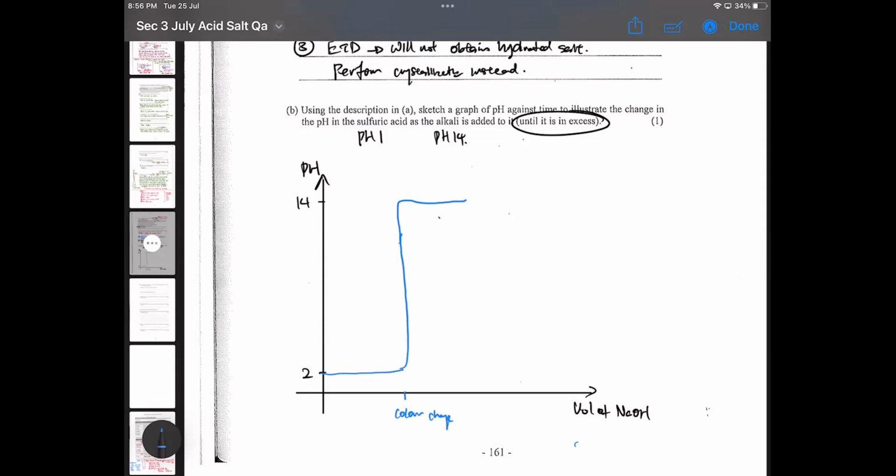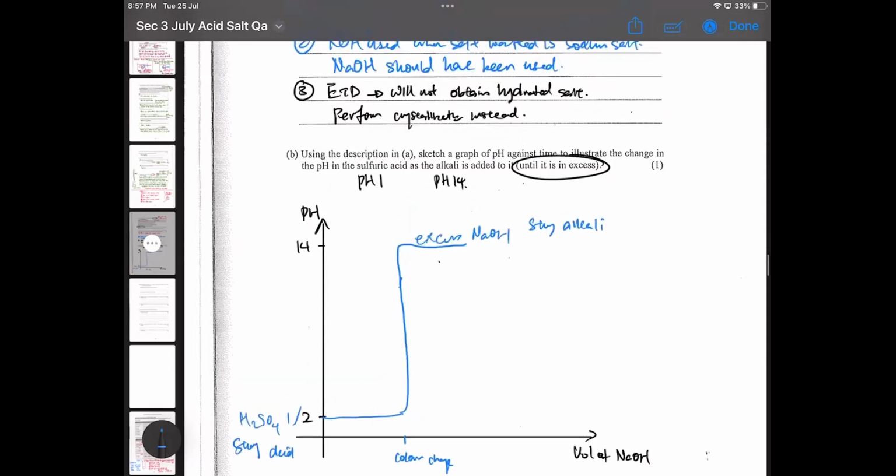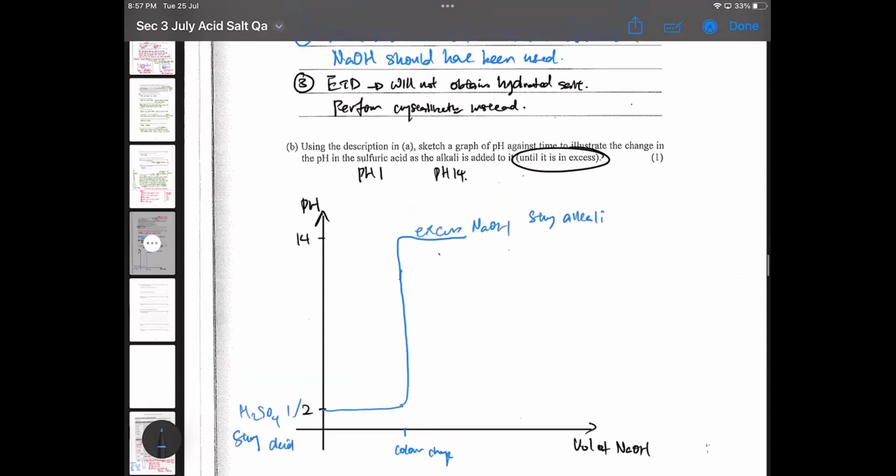We finally land at 14 because over here there is excess sodium hydroxide. Why do I start at pH 2 or pH 1? Because you use H2SO4, which is basically a strong acid, and over here we have a strong alkaline. All right, that's all for this. A minute to jot down whatever you need. Then we go to 14.